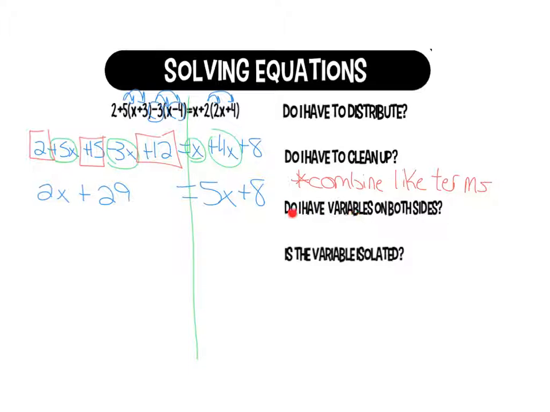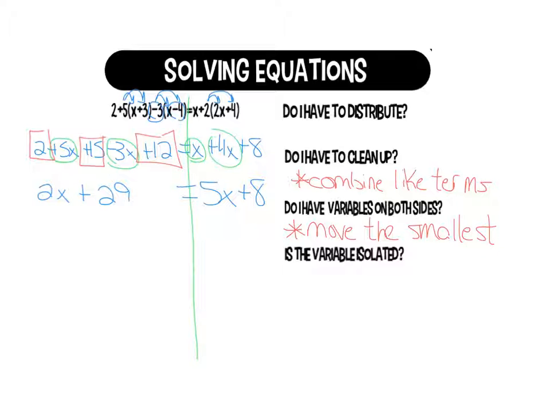The next step is, do I have a variable on both sides of the equal sign? So here's my equal sign. I have a 2x on the left and a 5x on the right. Remember the general rule is to move the smallest one. Not always, but that will often work.